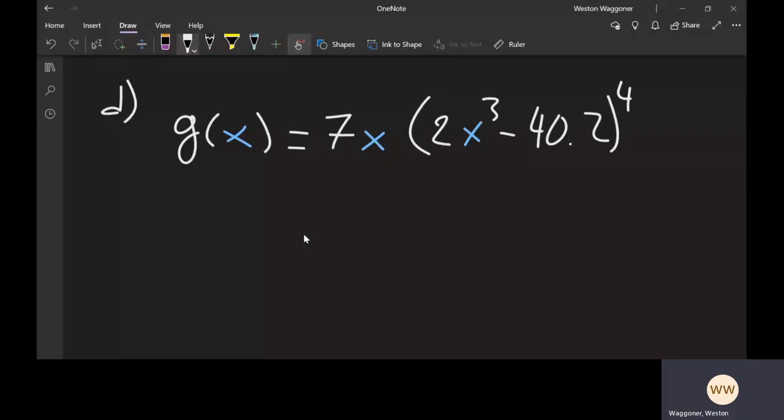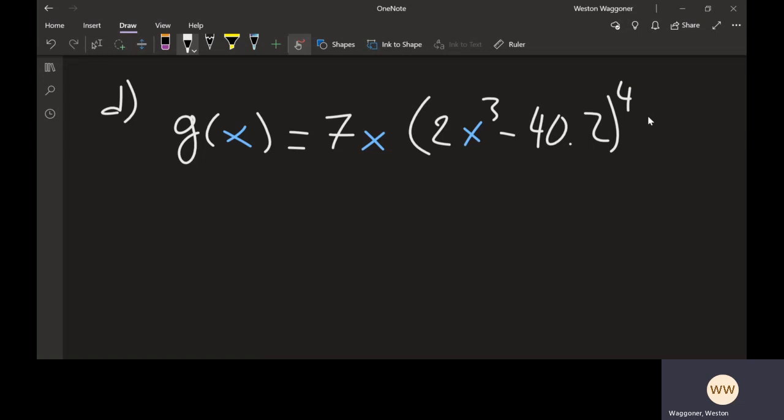So I'm going to be going over product rule and chain rule today. Well, at least in this video. Okay, so here's what our function looks like. G of x is equal to 7x times this big old thing.